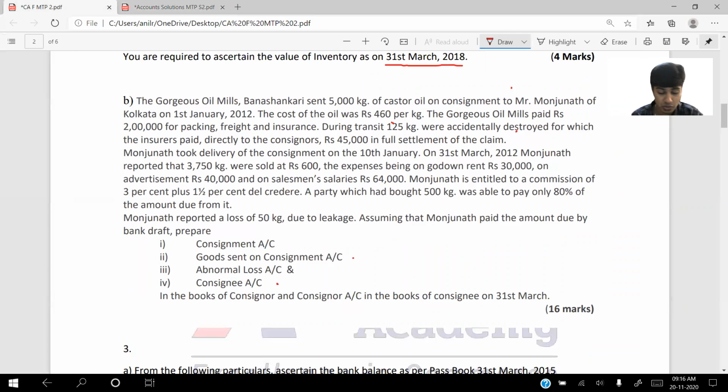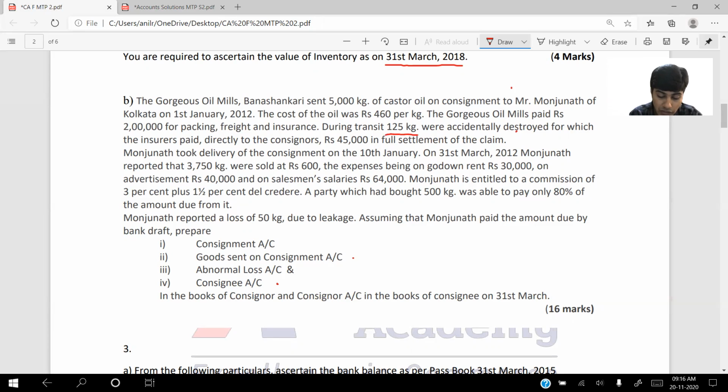Perfect. Let us go to the next one. During transit, 125 kgs were accidentally destroyed. The insurers paid directly to the consignor. The consignor has received 45,000 in full settlement. Now, what is the value of these goods? How many kgs? 125 kgs. You might jump in and say, sir, 125 into 460, so 57,500. No, it is not 57,500.